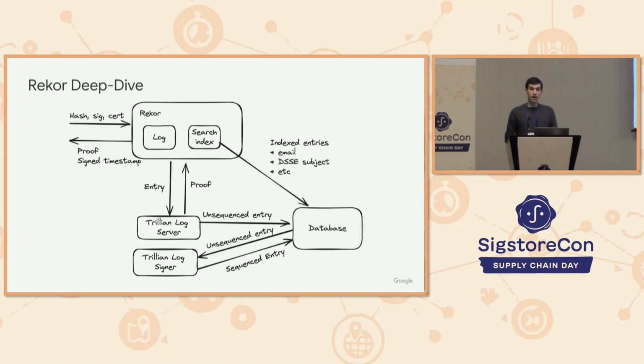The takeaway from this slide should be that Rekor has a lot of components to it. We have the Rekor front end, which is how clients interact with Rekor. Rekor is backed by Trillian, which is a scalable Merkle tree service. And Trillian itself is composed of a log server, which is responsible for writing what are called unsequenced entries, or entries without a log index, to the database. And then a log signer, which is responsible for sequencing entries. And we also operate a search index so that you can look up entries in the log with partial identifiers like emails or subjects from attestations.